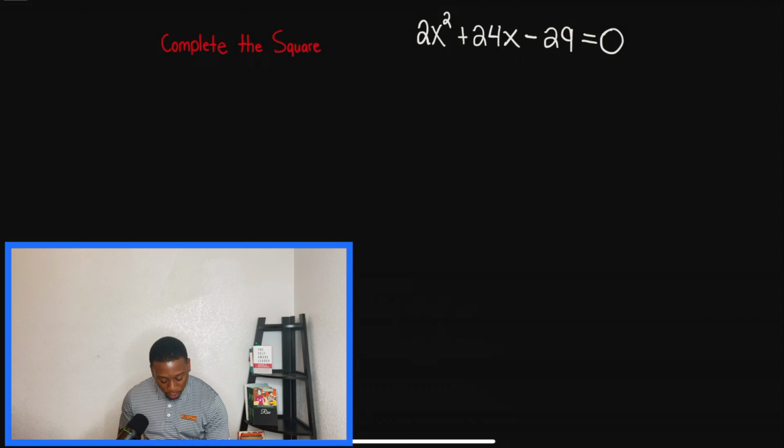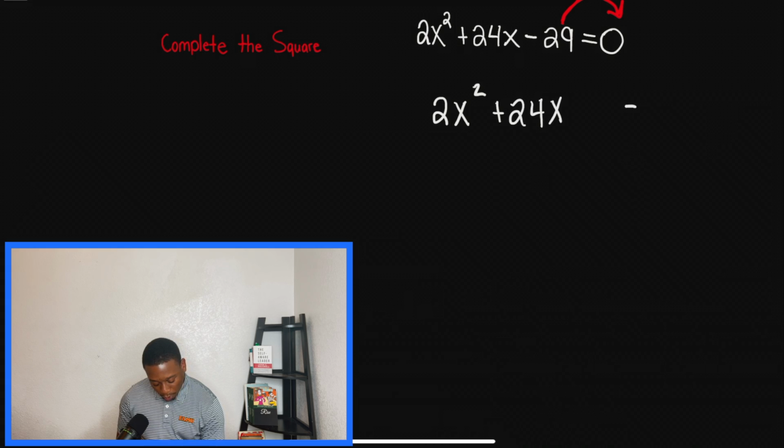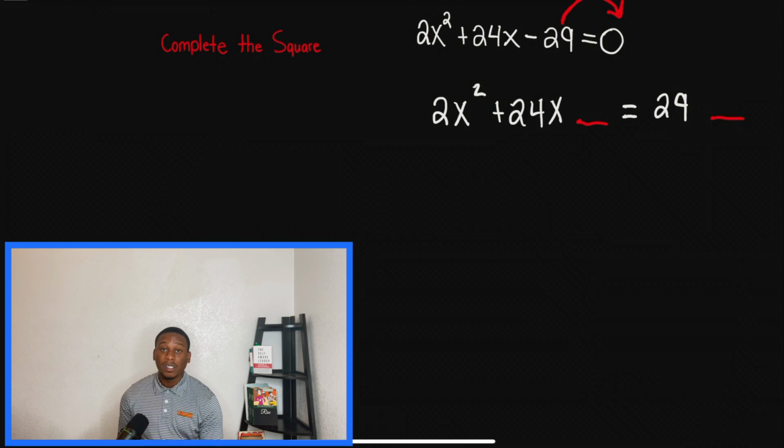So, when we're talking about completing the square, guys, the very first step we want to take is to move c to the other side, right? So, once we move c to the other side, we're going to have 2x squared plus 24x is equal to positive 29. And understand that I left a space because we're going to be adding something later on so we could complete the square, right?